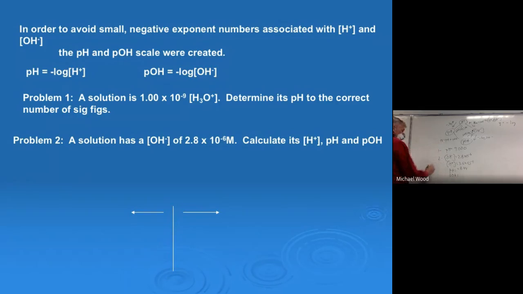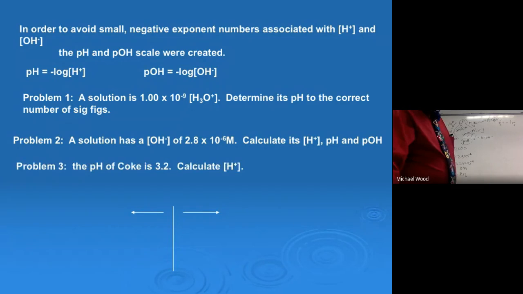Okay, and then the POH, I would just do 14 is equal to pH plus POH. So it's 14 equals 8.44 plus X. So I'll just subtract. I have 14 minus 8.44 gives me 5.56. So you're right. It's kind of like if you know one, you know all of them. Okay.